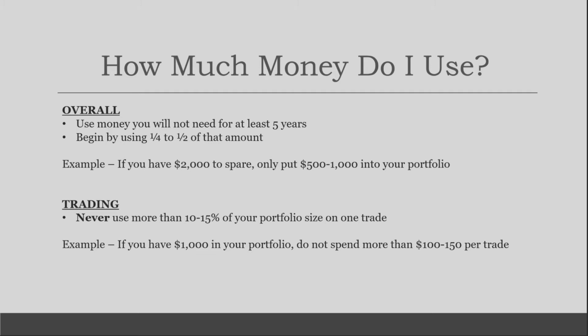The additional money that you make can be used in the stock market. However, I would still like if you did not use all of that amount. Instead, begin by using a quarter of that, or maybe half of that amount. For example, if you had $2,000 to spare, only put $500 or $1,000 into your portfolio. This will ensure that even if you do lose your whole account, you still have funds available to re-add.